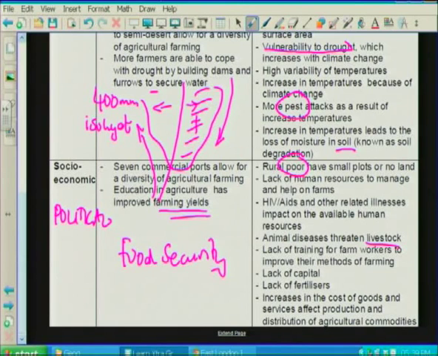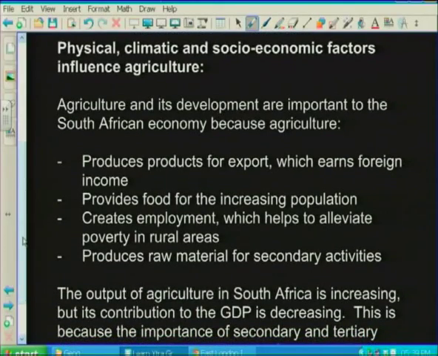Lack of capital, lack of training, lack of fertilizers, all of these resources here are things that you need to think about as well or talk about in some of your answers when they're engaging you on some of these questions that you need to do in the economic geography section. All right. This slide basically just summarizes a lot of what I've been saying, so we're not going to work through it in too much detail.